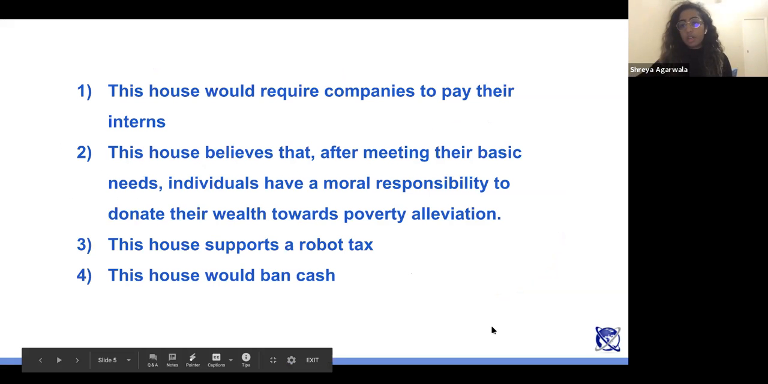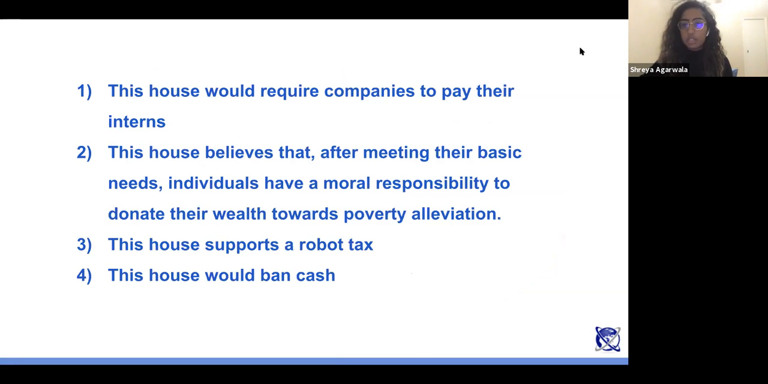So these are some examples of economics topics. This house would require companies to pay their interns, pretty obvious, and that it's just going to increase wages. This house believes that after meeting their basic needs, individuals have a moral responsibility to donate their wealth towards poverty alleviation. So this would be a combination of a principled or moral motion alongside economic policy.